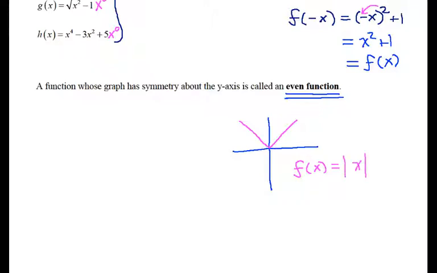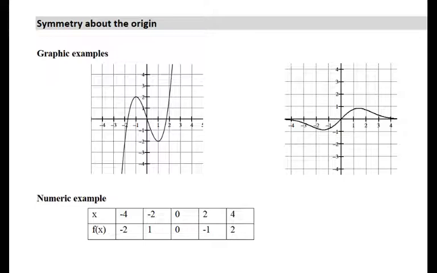But if the graph has this kind of symmetry, then we would call it an even function. The other kind of symmetry that we pay attention to with functions is what's called symmetry about the origin. It's not symmetry about the x-axis. Any graph that has symmetry about the x-axis is not going to pass the vertical line test and is not going to be a function. So if the context is nonlinear functions, then these are the two kinds of symmetry that we're interested in.